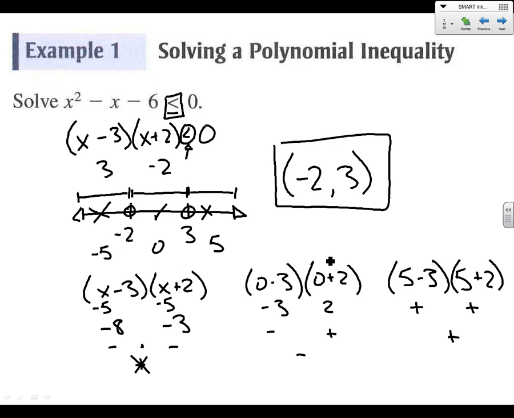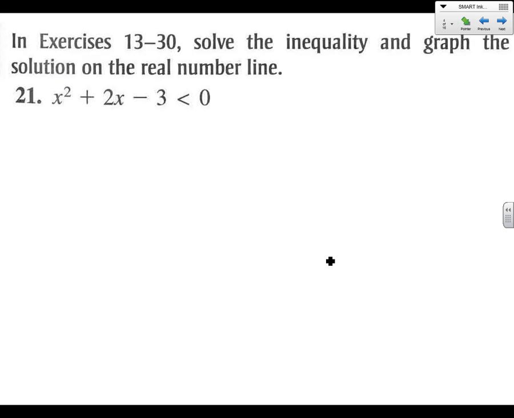Let's go ahead and see if you can try this on your own. See if you can do problem 21. Alright, 21. If you think you're ready for an answer, here we go. x plus 3, x minus 1 is less than 0. Let's find ourselves our regions.